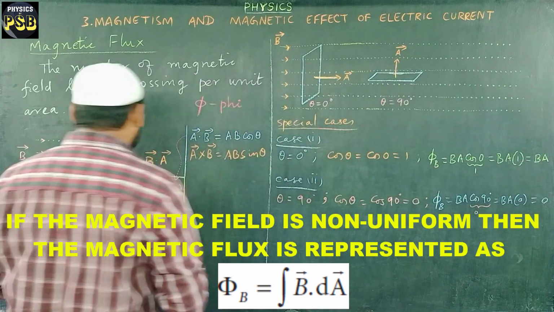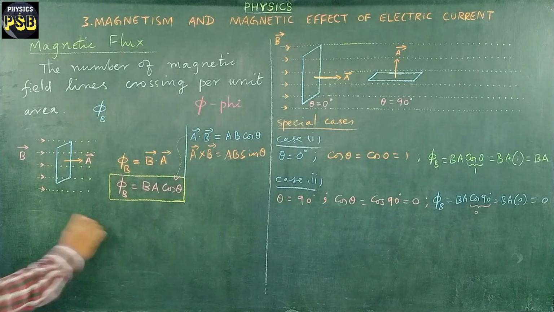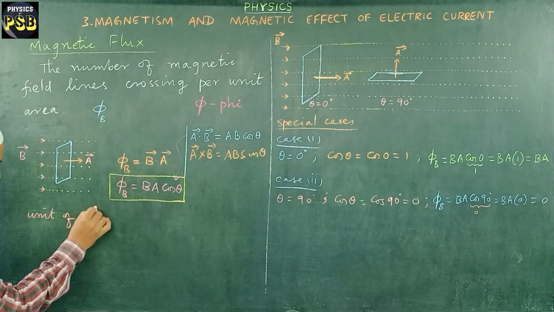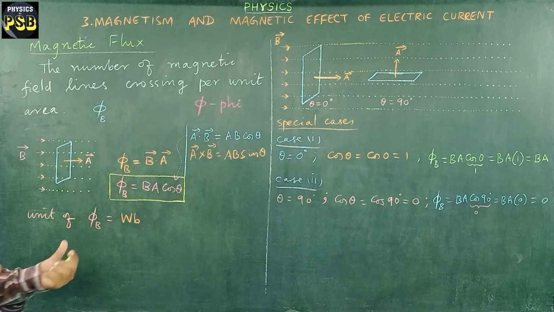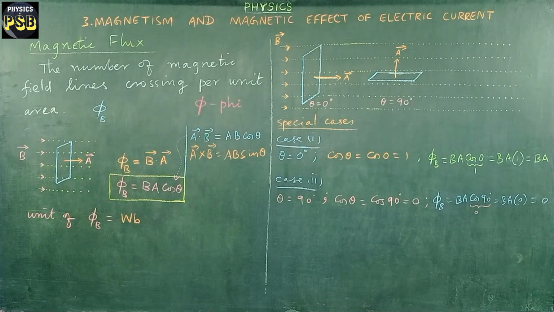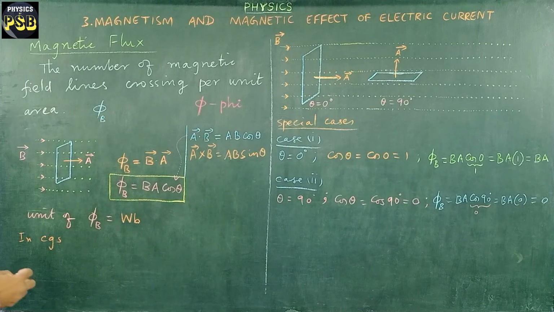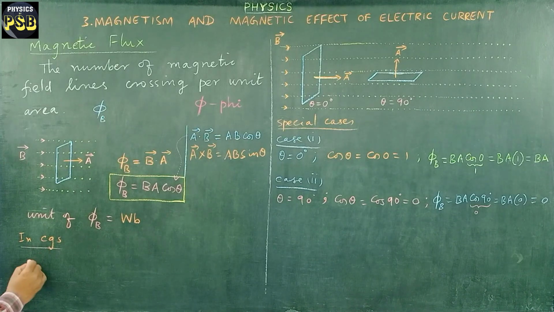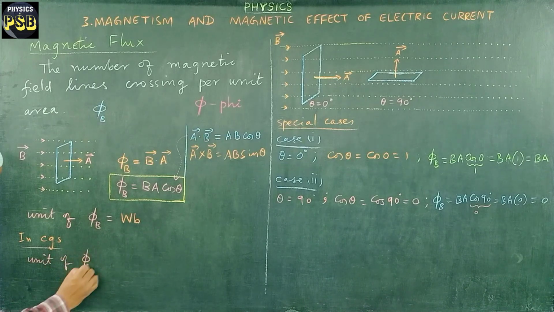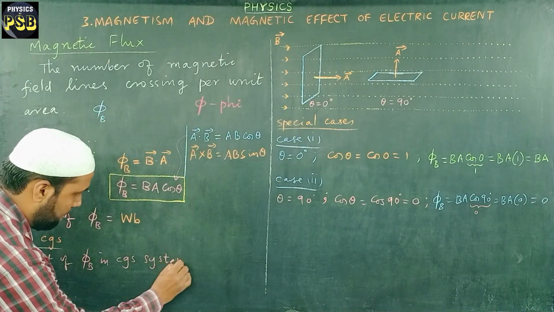Next, what is the unit of magnetic flux? Magnetic flux is measured in Weber. The unit of magnetic flux is nothing but Weber. And the short form of Weber is Wb. Clear? And there is one more unit. In the CGS system, magnetic flux is measured in Maxwell. The unit of phi B in the CGS system is the Maxwell.